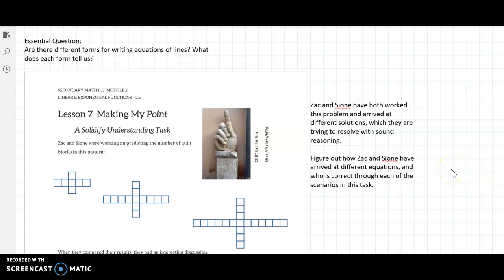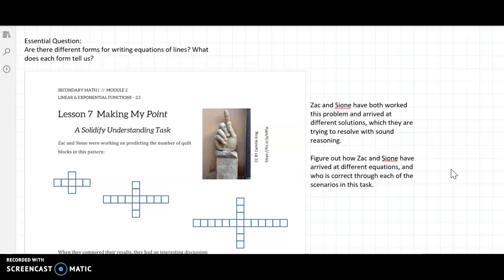Welcome to Task 7, Making My Point. This is a solidify understanding task. The essential question is, are there different forms for writing equations of lines? What does each form tell us?